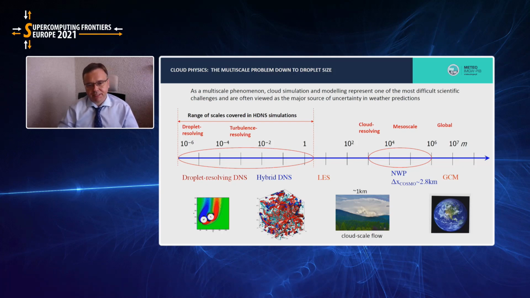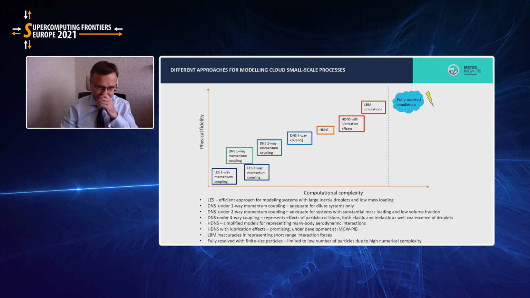For modeling the dynamics of a single cloud, LES methods are more appropriate. Then we have the range characteristic for NWP, where the grid spacing is of the order of 1 kilometer. So modeling cloud microphysical processes is a challenging task because the processes are represented by a wide range of length scales.